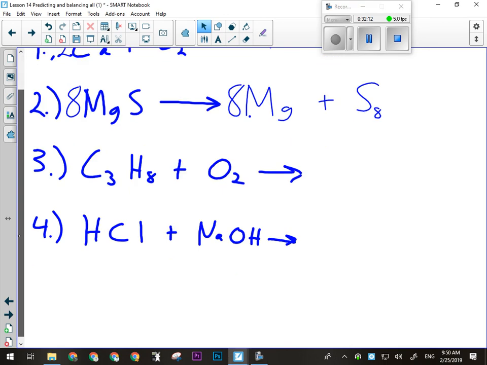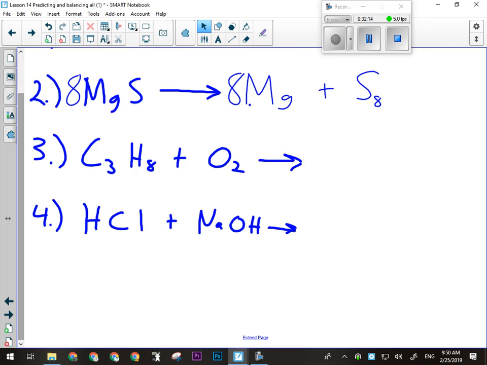Okay, so for number 3, I've got a carbon and hydrogen containing compound reacting with oxygen, which is what kind of reaction? Combustion. It's always combustion. And the products of a combustion reaction are always the same. Carbon dioxide and water. Combustion reactions have special balancing rules. I only need one of them for this one because I have an odd number of carbons.